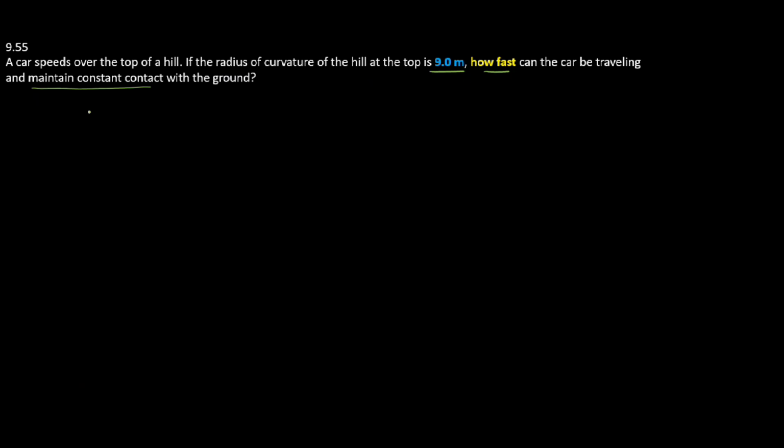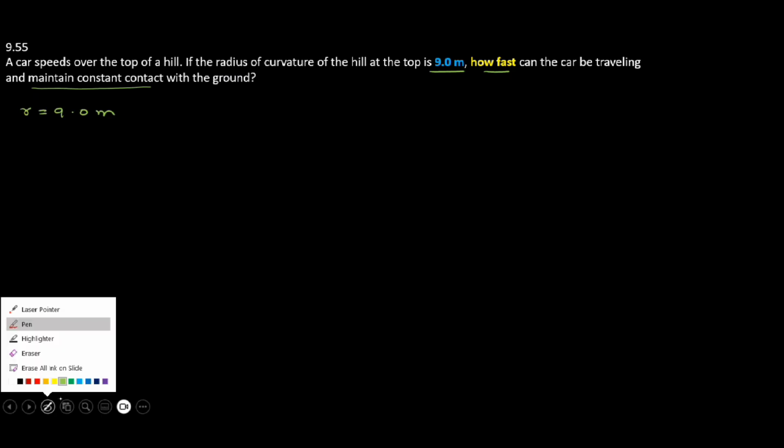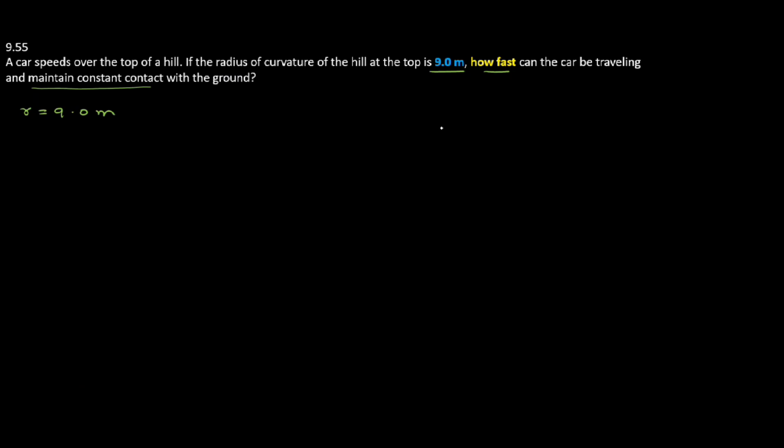Here I have the radius of curvature of the hill, which I will write as r to be equal to 9 meter. And we can draw a hill. The radius of this hill is 9 meter. And the car is on the top of the hill. We need to find with what speed this car can move so that it maintains constant contact with the ground.